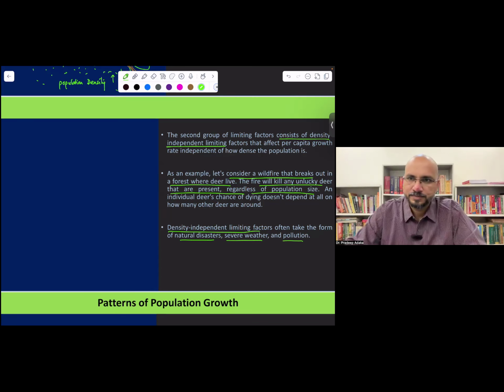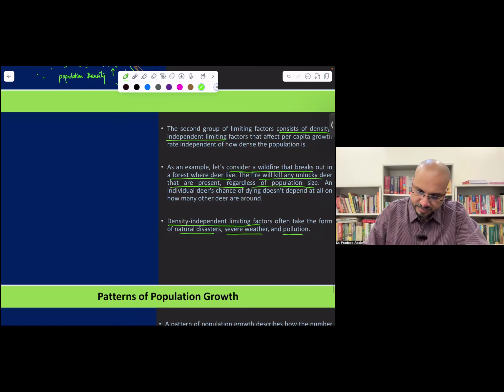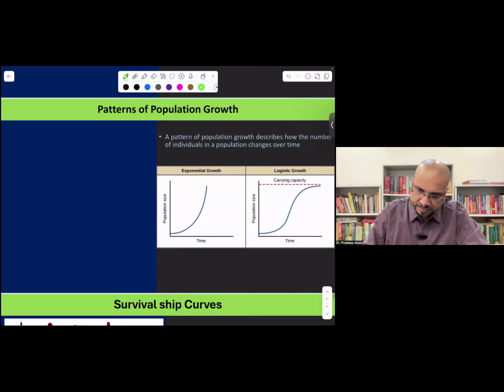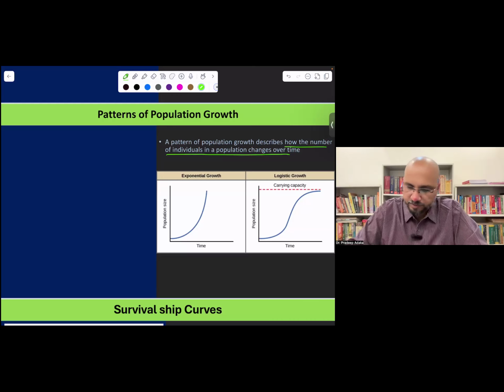Okay, so those were density dependent and density independent factors. Now, patterns of population growth. There are two types of growth. The pattern of population growth describes how the number of individuals in a population changes over time. Now there are two types of population growth.